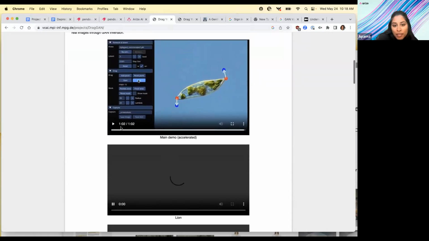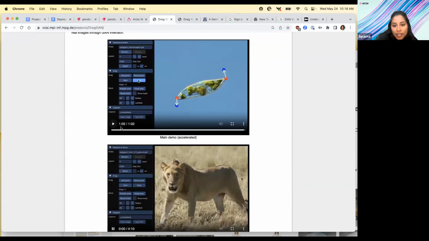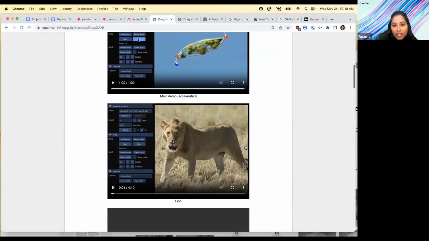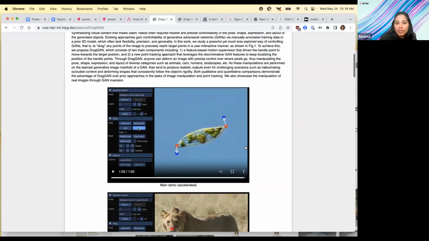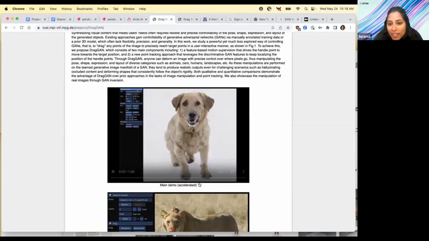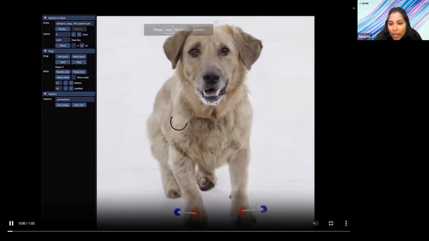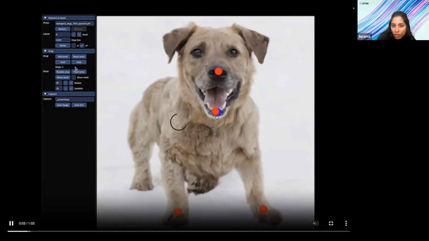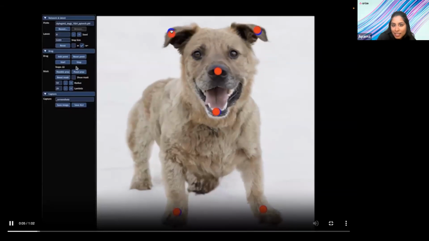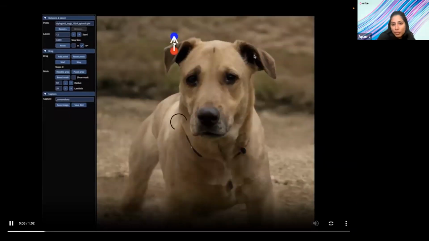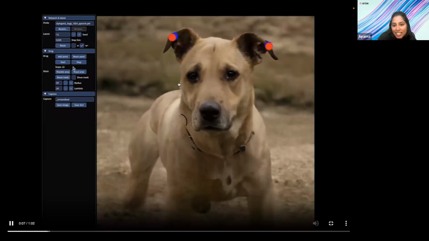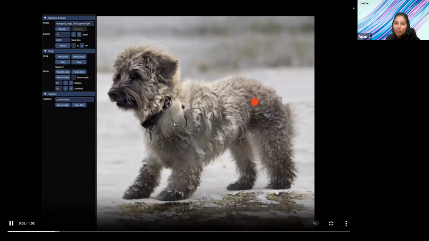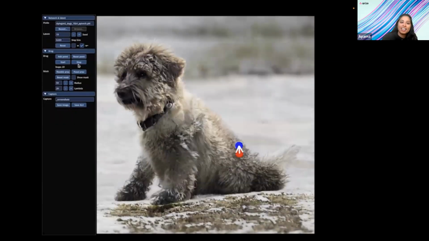So let me pull up here. Let's see the main demo first. This is one where they're manipulating an image of a dog. The red points here are what they're calling the handle points. So it's where it starts. And then they're moving it, so you can see with the ears, they're moving it towards the blue points. So you're starting with the handle point, and you're moving it towards your target points.